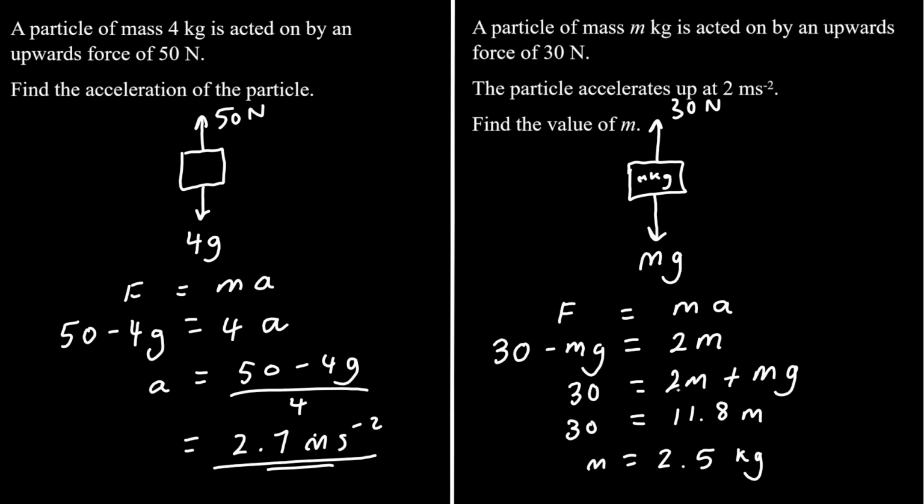We could have also given our answer in terms of g. So at this stage, when I had 2m plus mg, I could have said 30 is equal to 2 plus g, times m, factorize out the m, and then divide by 2 plus g. So 30 over 2 plus g. And that would have been in terms of g, kilograms.